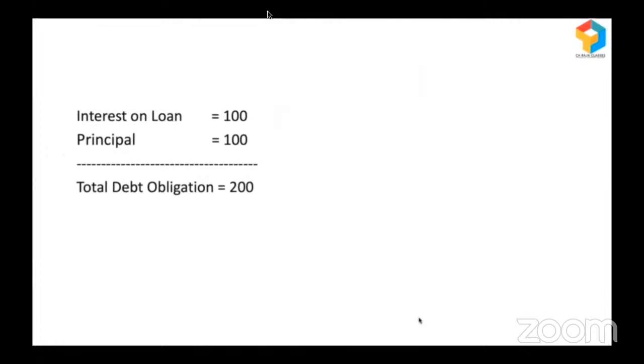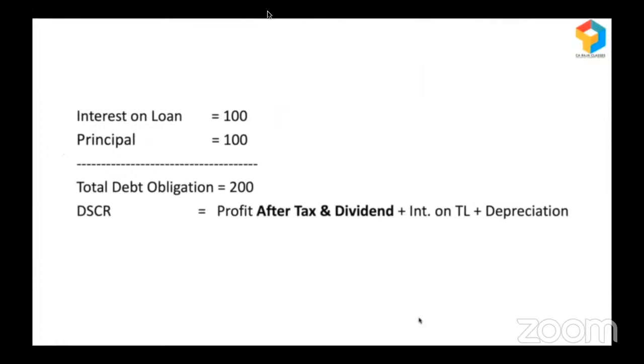Now we can find out the debt service coverage ratio. DSCR is equal to profit after tax and dividend plus interest on term loan plus depreciation, divided by interest plus principal. In this case, it is 300 divided by 200, and you get 1.5 times. And what does that communicate? For every 1 rupee of loan obligation, which is interest plus principal, this business has a cash profit of 1 rupee 50 paise. So it looks good, right? Because for paying 1 rupee, they have a cash profit of 1 rupee 50 paise. It means from 1 rupee 50 paise, 1 rupee can be paid off. Still 50 paise is available with that business. They can use that 50 paise for supporting their working capital requirements.